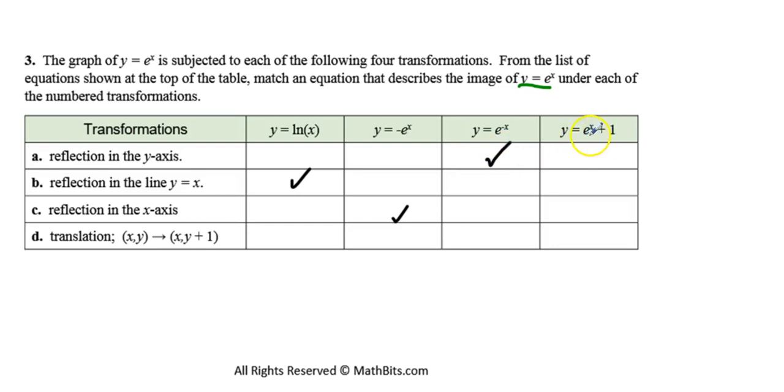And finally, any function where we add one outside of it adds one to the y values. So that's what this is saying there. We've got an x and a y where the x stays the same, y increases by 1. Check.